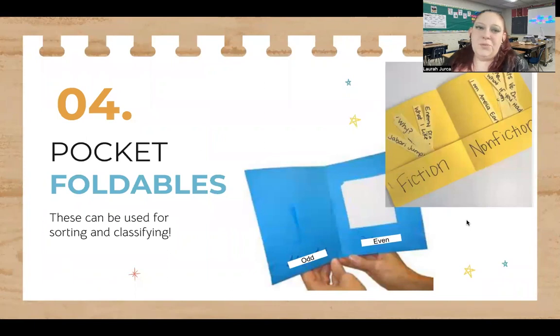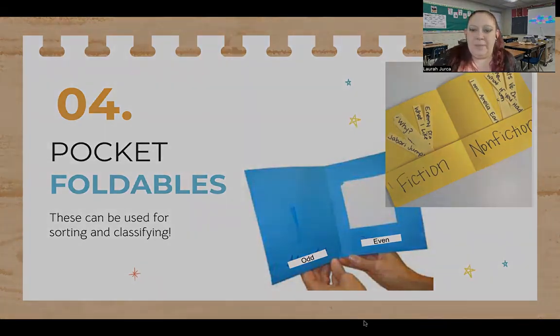So the next type of foldable that we're going to talk about, this one is particularly great for sorting and classifying, and this is a pocket foldable. So you can see on the example, there's fiction and nonfiction where the students are sorting titles. You could sort characteristics as well. The other example is students sorting numbers by odd and even. You could sort pictures by vowel sounds or words by vowel sounds. There's lots of different ways to use this. So let's look into how we can make it.